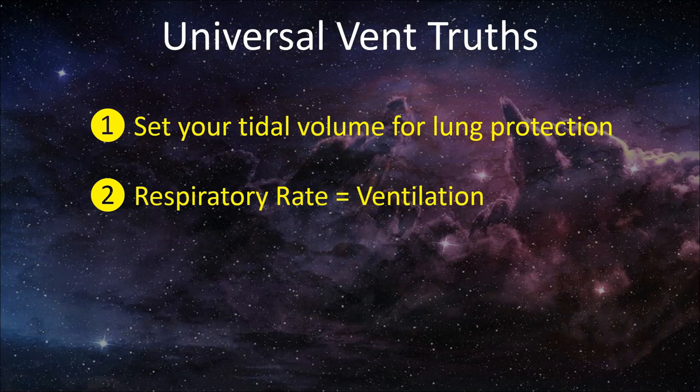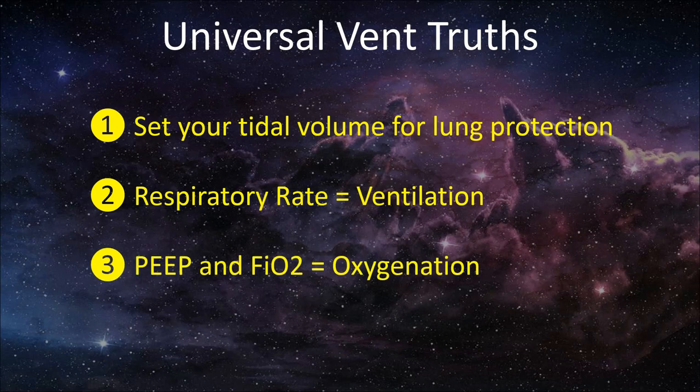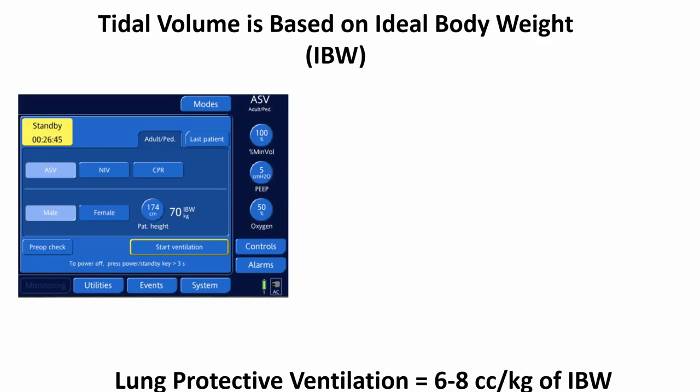Your respiratory rate is your ventilation. So if the patient is not ventilating well, so if they are hyper or hypocarbic, high or low CO2, then you would change your rate for that. And your rate has a greater effect on ventilation than does your tidal volume. PEEP and FiO2 equal oxygenation. So if your patient is not oxygenating well, then you would increase your PEEP and/or your FiO2.